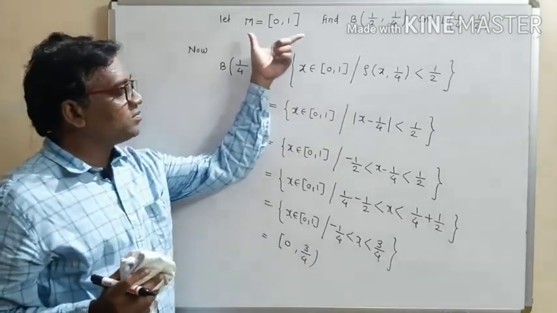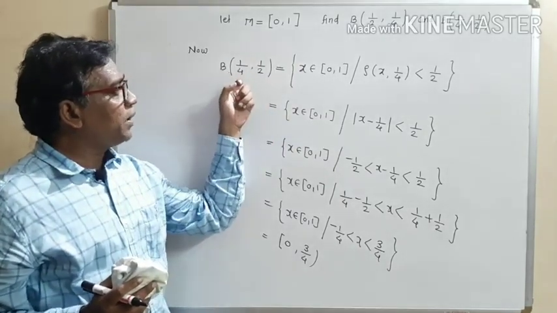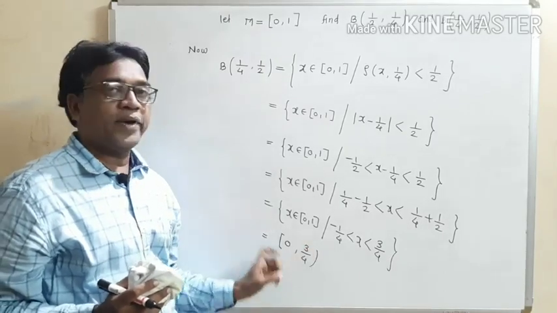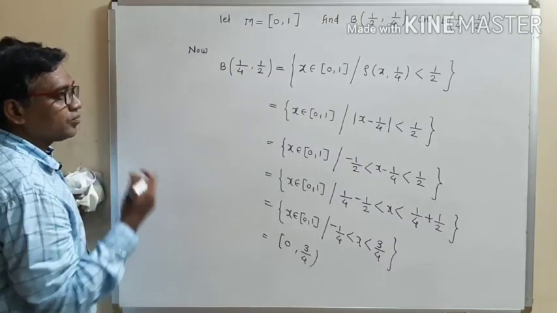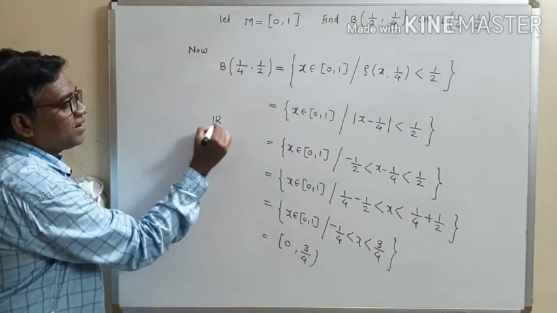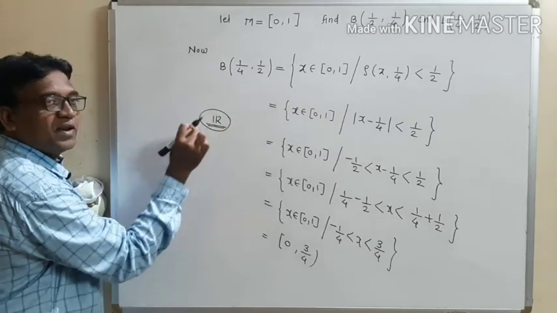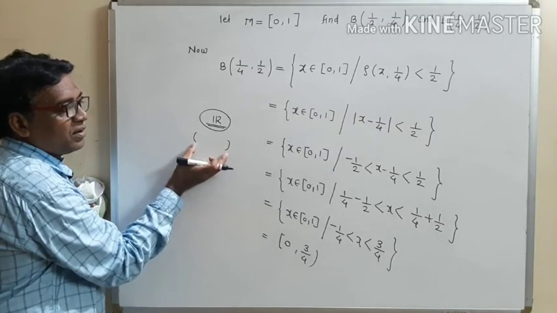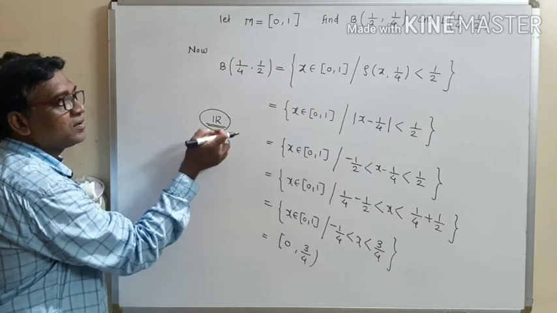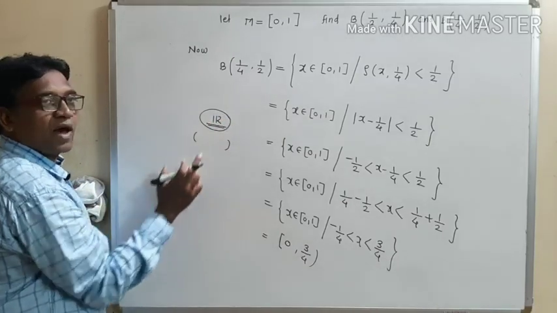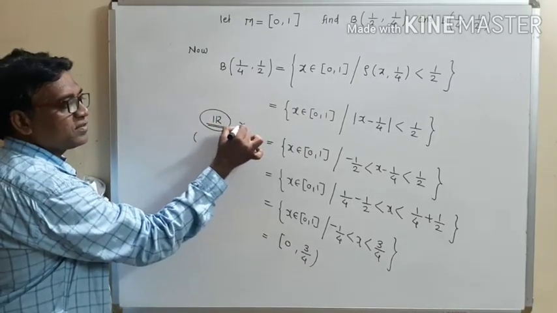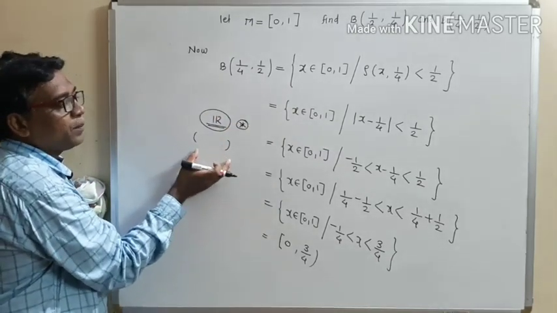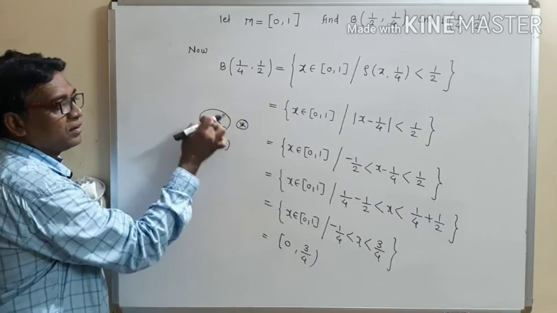What is the open ball in this metric space? The open ball with center 1/4 and radius 1/2 is given by the half open interval, closed at 0 and open at 3/4. So see, if you consider the real line, then what is the open sphere in the real line? It is just an open interval. Open intervals are precisely the open balls in the metric space R. Every open interval represents an open ball in the metric space R.